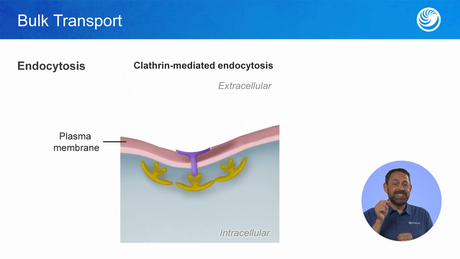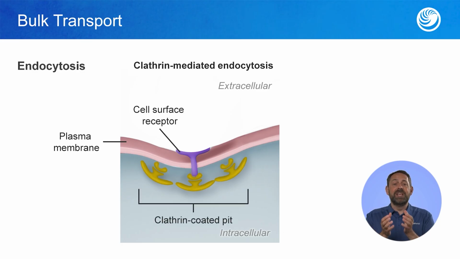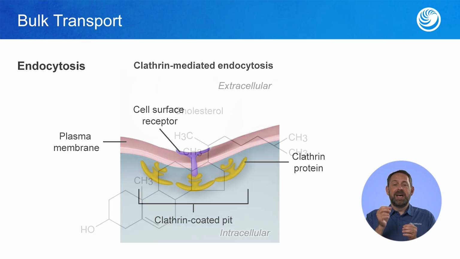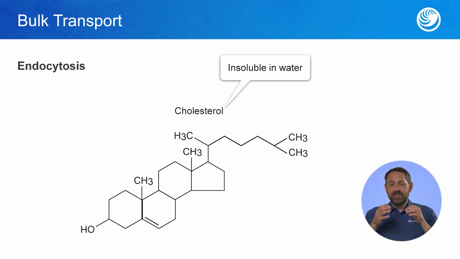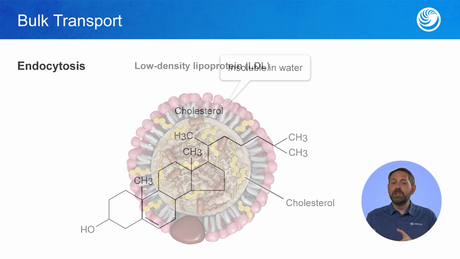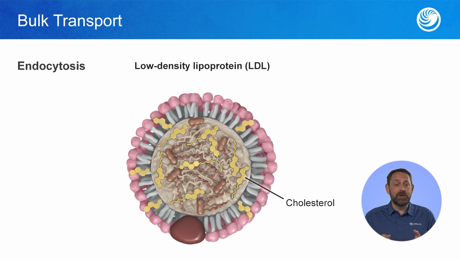Clathrin-mediated endocytosis is a highly specific process in which cell surface receptors cluster in clathrin-coated pits, which are specialized regions on the cytosolic surface of the plasma membrane that are lined with the protein clathrin. A key example of clathrin-mediated endocytosis is the uptake of cholesterol from the bloodstream. Since blood is mostly water and cholesterol, as a lipid, is insoluble in water, cholesterol molecules must be transported within particles called low-density lipoproteins, or LDLs, which we discussed earlier.